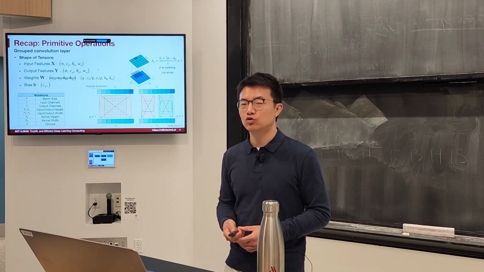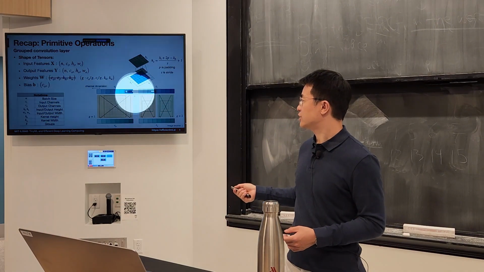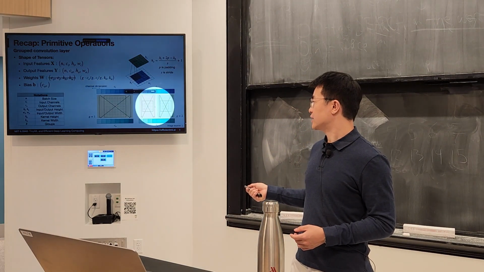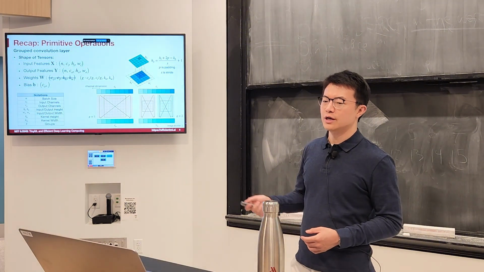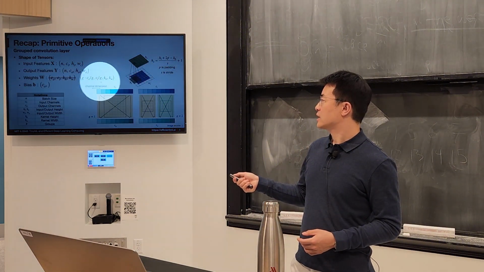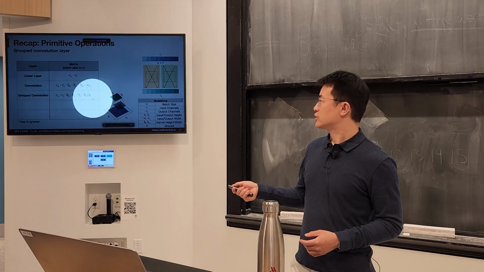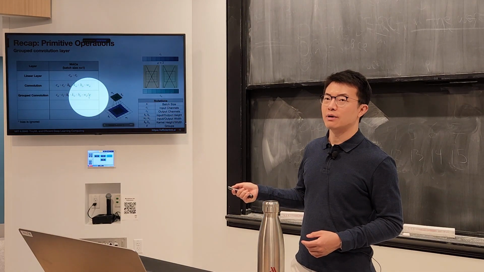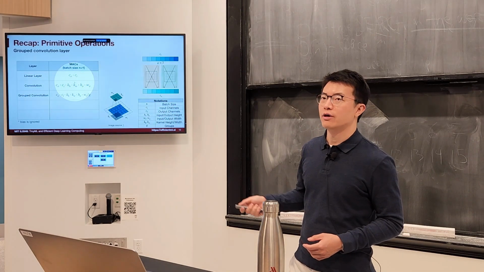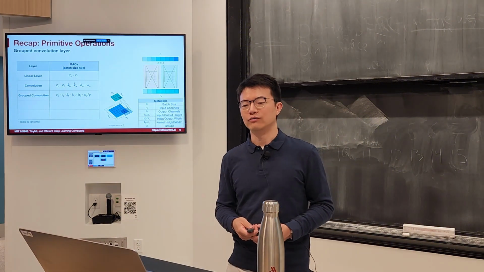We also learned about the group convolution layer. Basically, we turn a fully connected layer into several groups, such that the number of weights can be divided by G. Similarly, the group convolution's MAC is also reduced by G times compared with the original convolution.